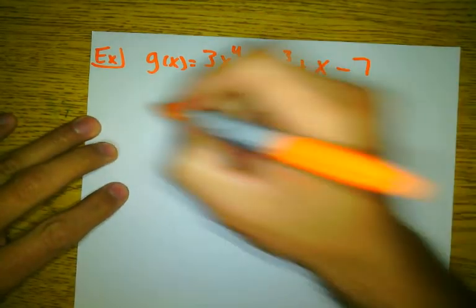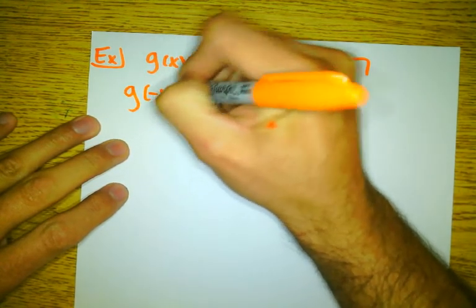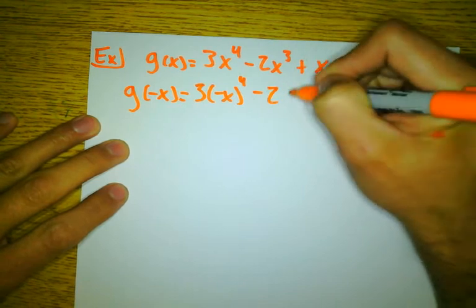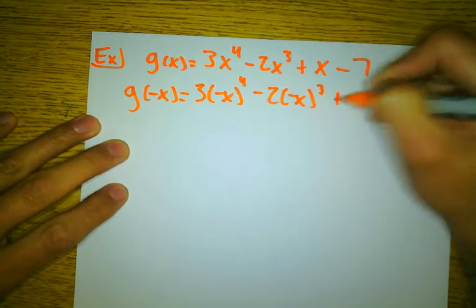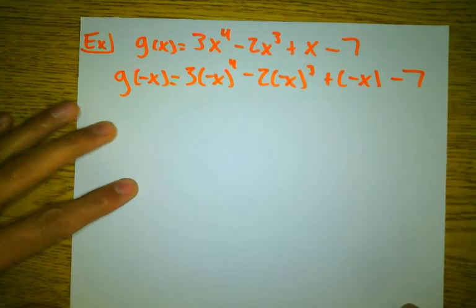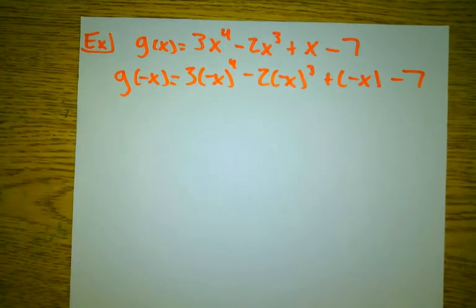Yeah, so input a negative x. So g of negative x is equal to 3 times negative x to the 4th minus 2 times negative x to the 3rd plus negative x minus 7. Right? Yes, sir. Absolutely. If you know algebra, which, in my opinion, you should be able to handle some of this right away. I'm just making sure no one gets lost, right? If you can skip some steps, I can follow your math, okay? All right, cleaning this up.